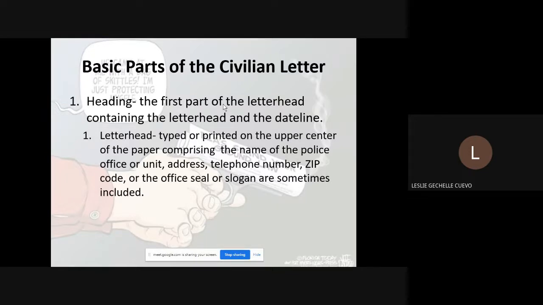Okay. Yung letterhead is typed or printed on the upper center of the paper, comprising the name of the police office or unit, address, telephone number, zip code, or the office seal or slogan are sometimes included. So parang sa atin, Angeles University Foundation, College of Criminal Justice Education, Angeles City. Yun yung magiging part ng letterhead natin. Okay? And it is also part of your heading.